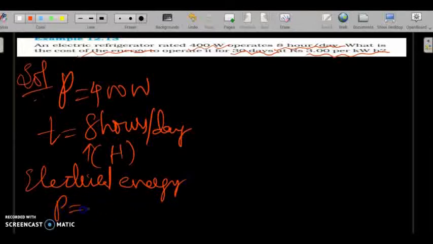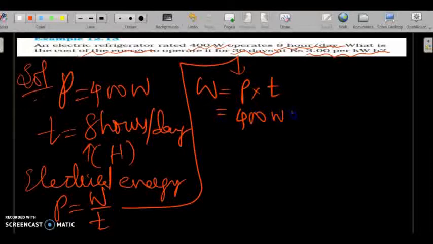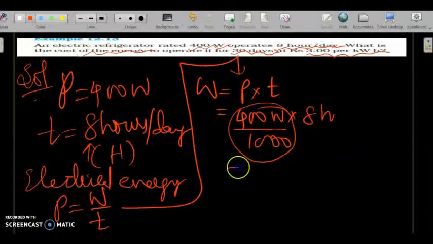Now, electrical energy. So again, going back to basics, the energy per time. So what is that? Energy is equal to power into time. So power is 400 watt, and time is 8 hours, right? So that gives us watt hours. If I divide that by 1000, that will give us the value in kilowatt hours.